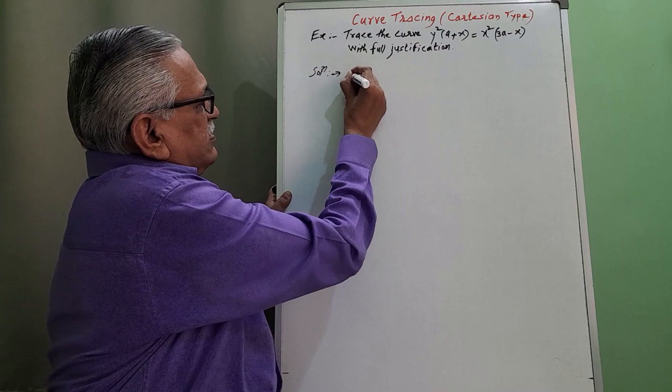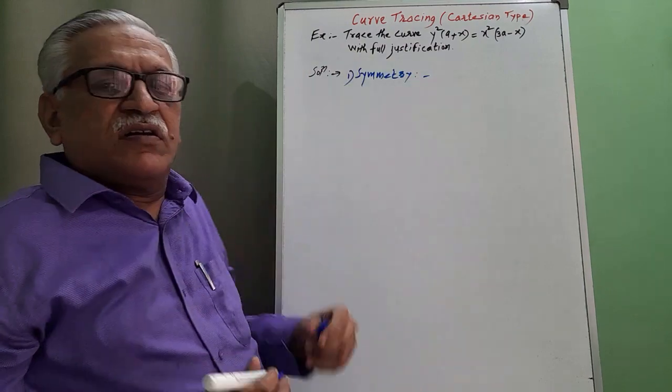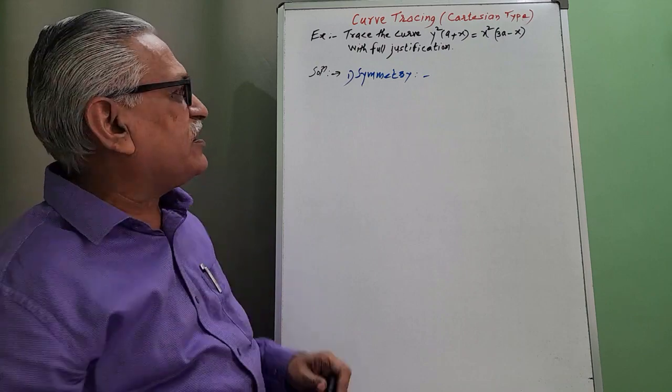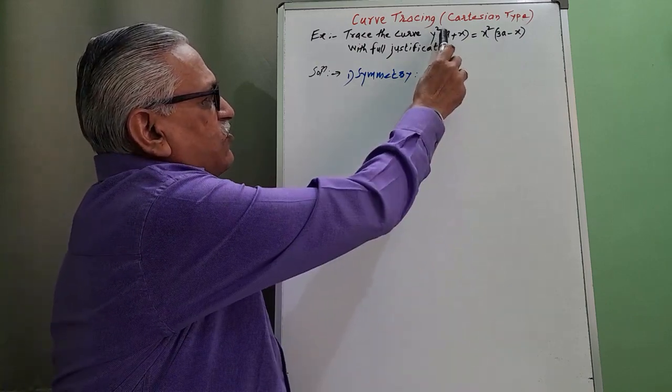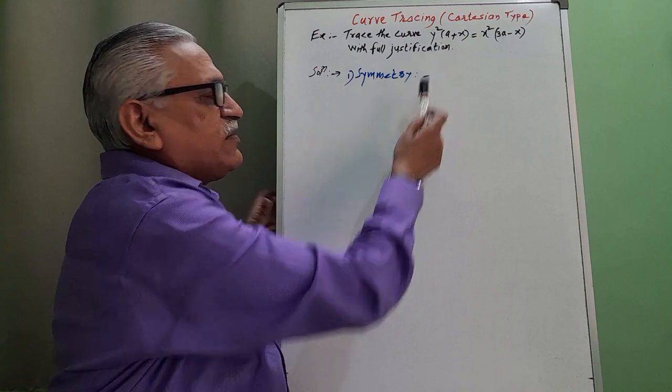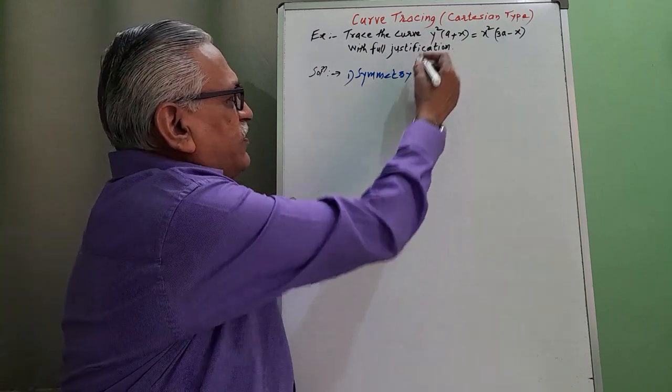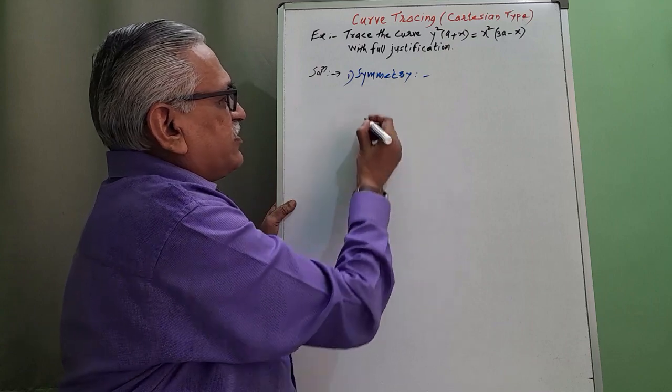The first one is symmetry. There are total 4 symmetries, out of which one exists here. For that we have to see the power of all terms of y. Here only one term of y and the power is even. And as all powers of y are even, curve is symmetrical about x-axis.